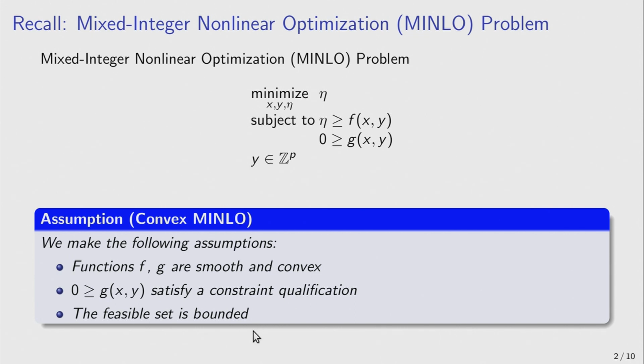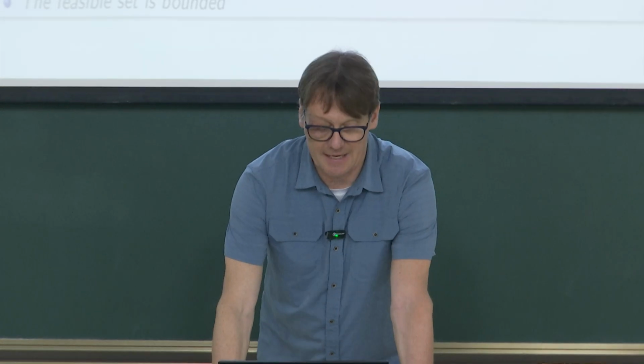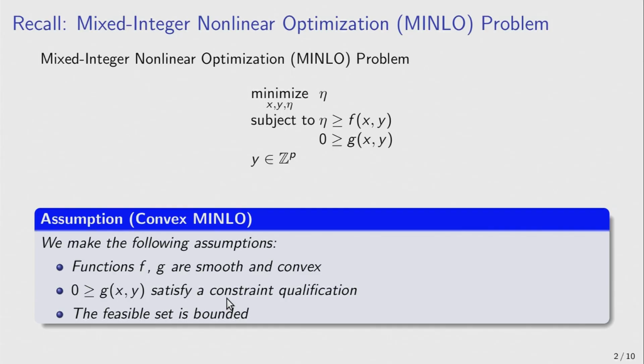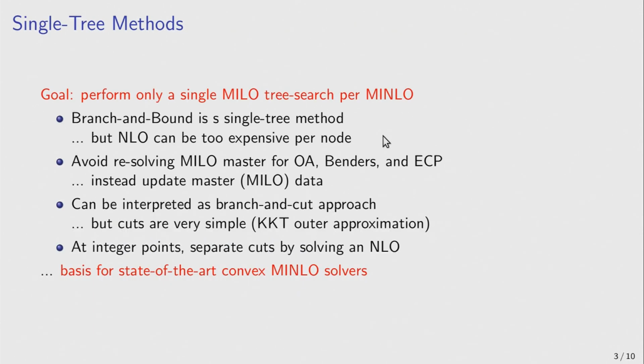So the boundedness ensures that our algorithms will be finite as long as we don't go back to previously visited integer assignments. And then the smoothness and constraint qualification ensures we can actually solve subproblems of this form with our nonlinear optimization solvers.